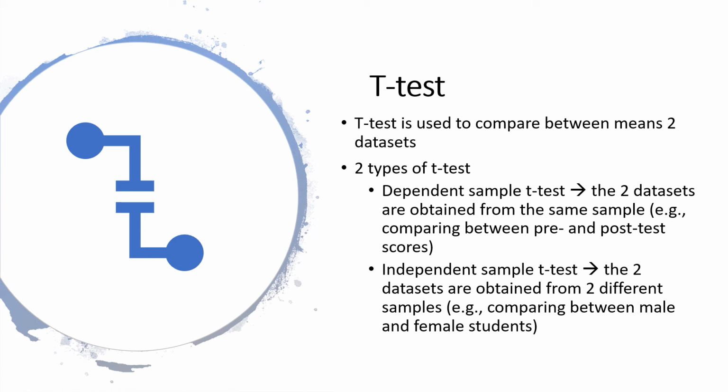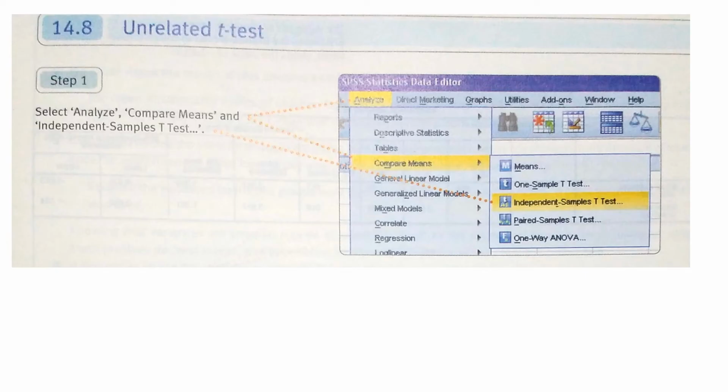So if you are going to collect data twice from the same sample, then you're using dependent sample t-test. And then the second type of t-test is the independent sample t-test, in which you will have two data sets that are obtained from two different samples. So for example, you want to compare between male and female students, between one batch and another batch. So you are using the between subject design here. So this is how to do the unrelated t-test or independent sample t-test.